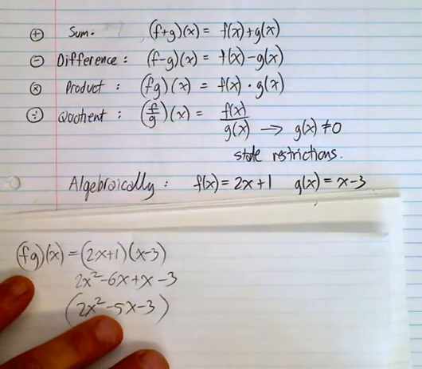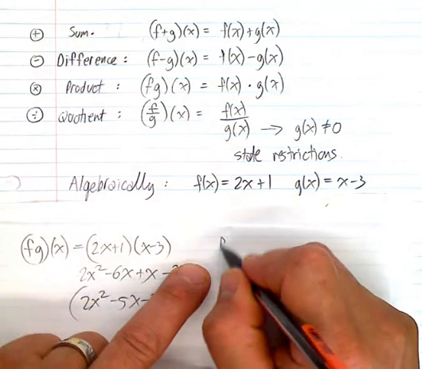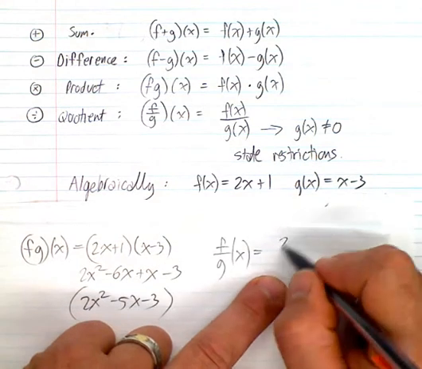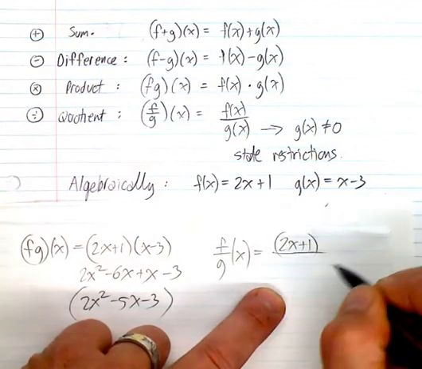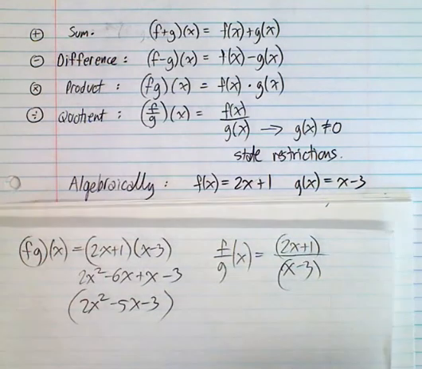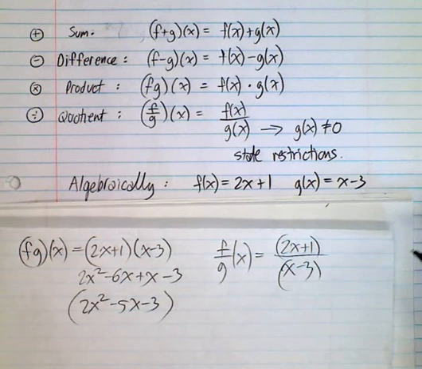We'll do the quotient. Last one is the quotient. We'll go f over g of x. That simply means that you have the top, which is f of x, over the bottom, which is g of x. In this case right here, we can't simplify this any further. There might be situations where you can. You have to factor it, cancel common factors, see if you can simplify it.